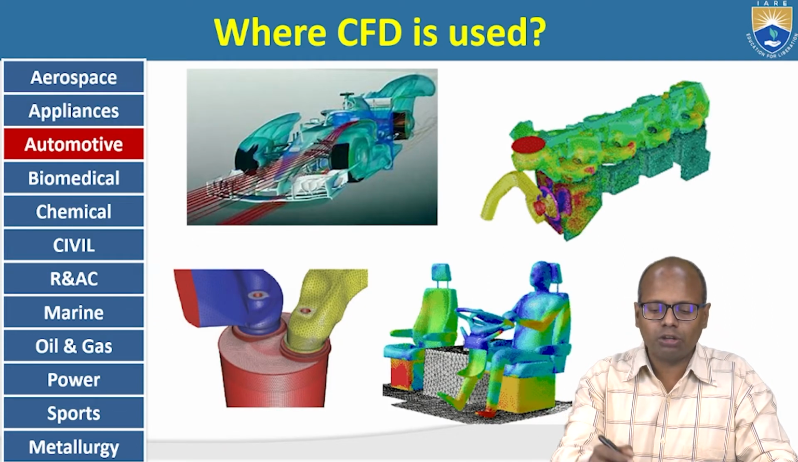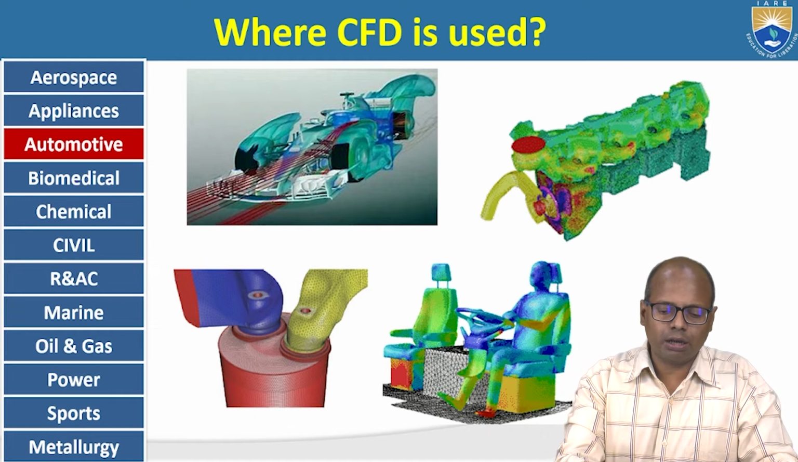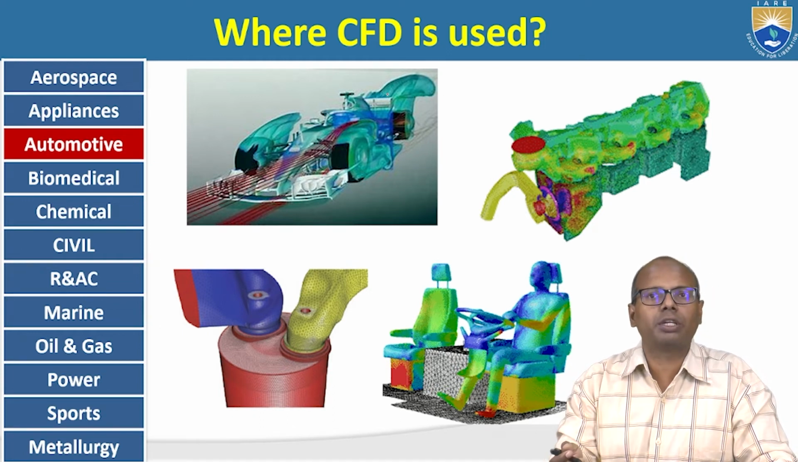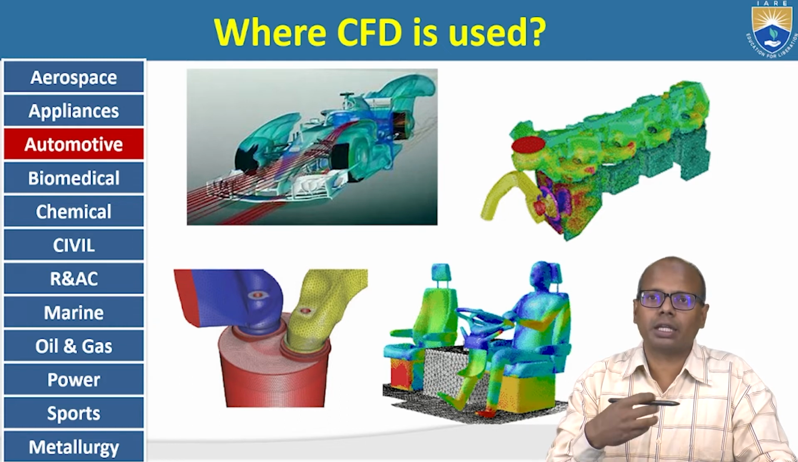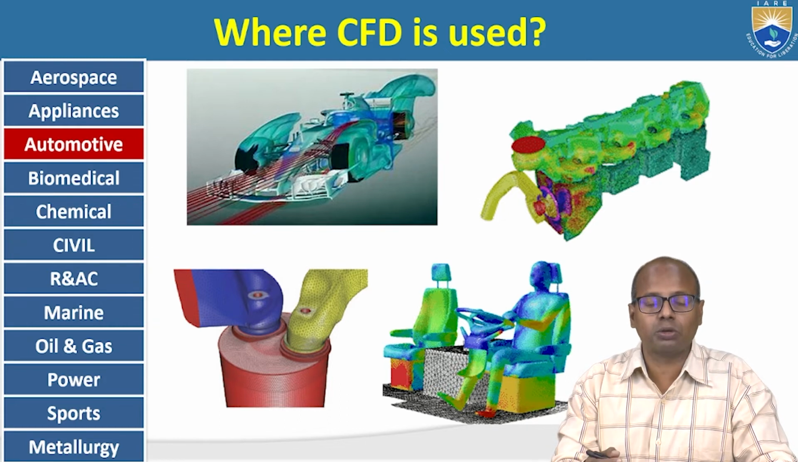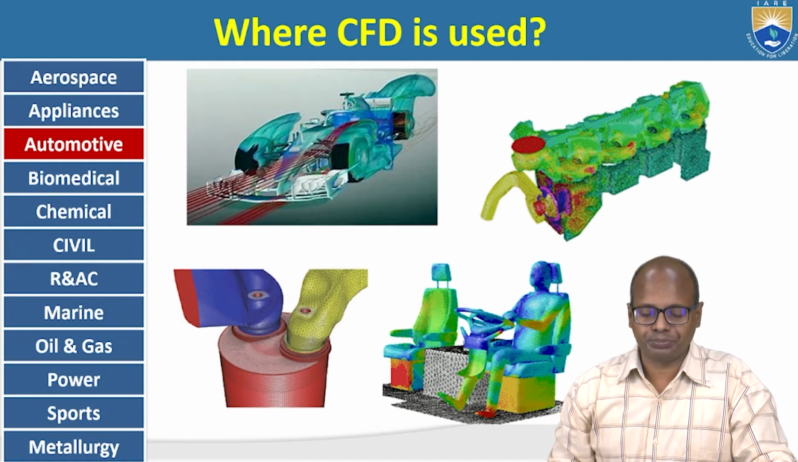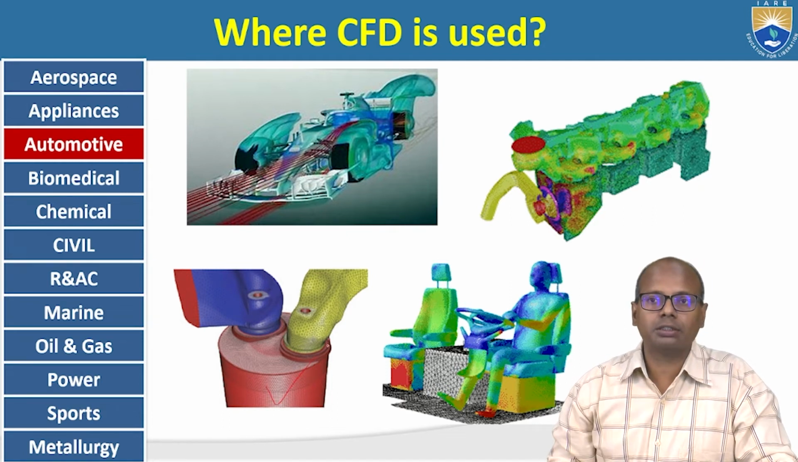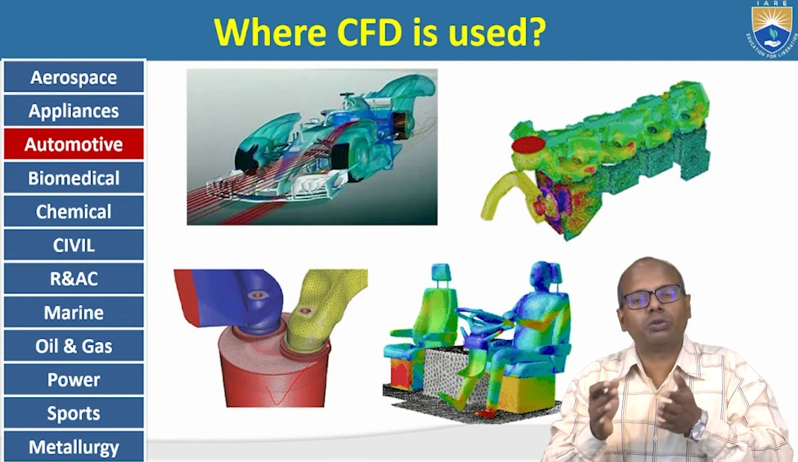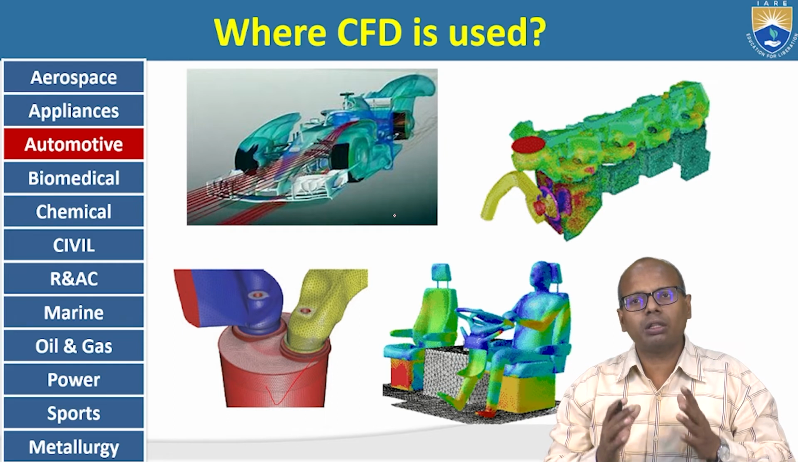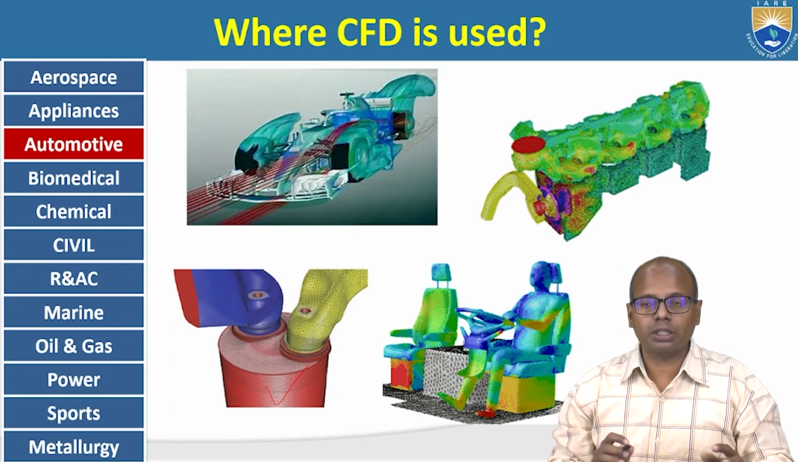Now if you see in the automobile sector, here this is a race car. For a race car, the speed should be high. Speed should be high means the drag resistance also should be low. So in order to analyze that, again we'll use CFD. This is the engine, how the fluid goes inside, how the combustion happens, and what comes out. All these things, they are using CFD.